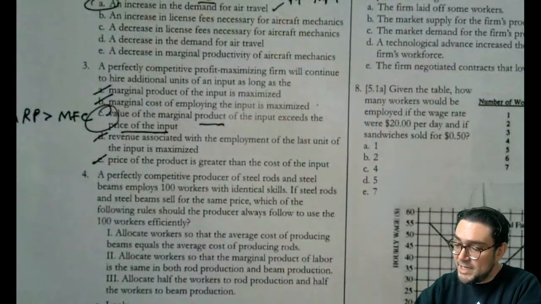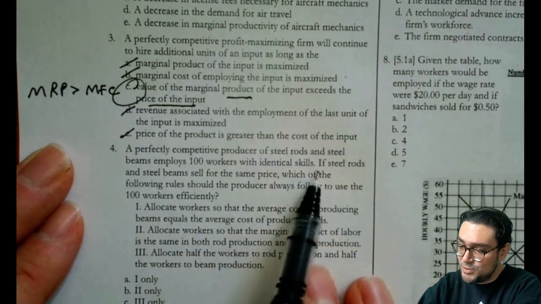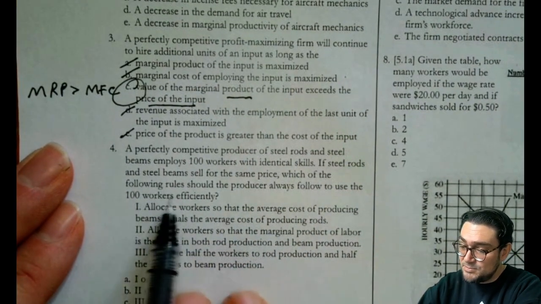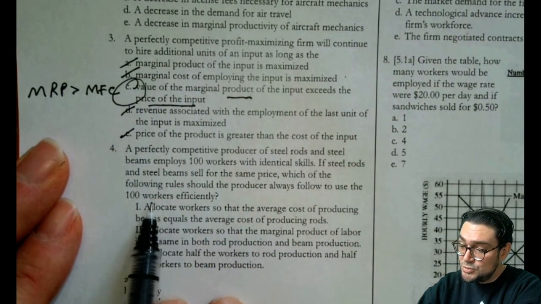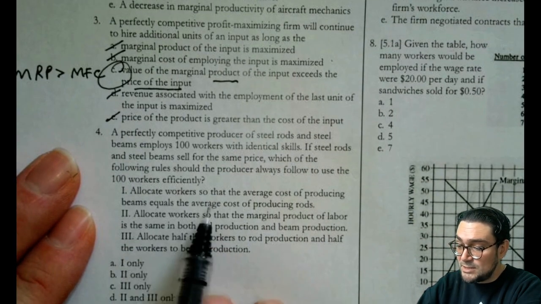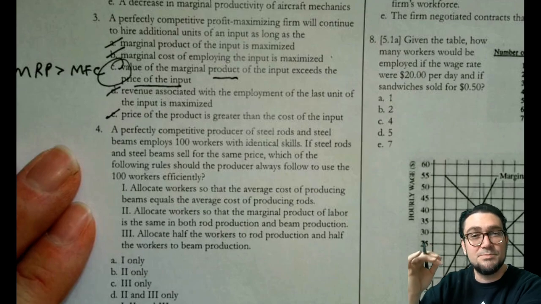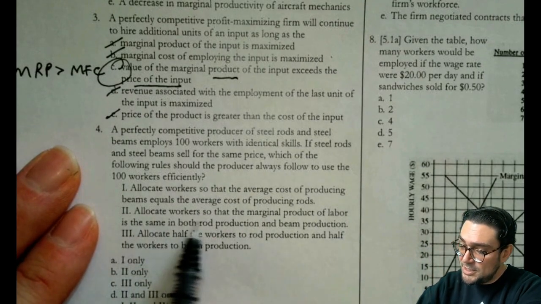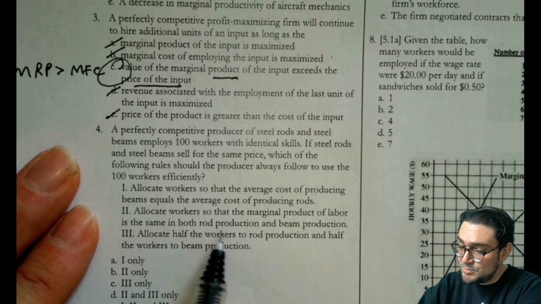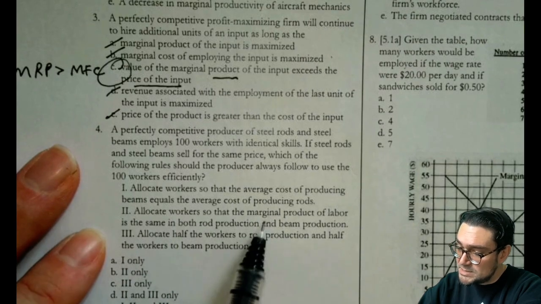All right. 4, a perfectly competitive producer of steel rods and steel beams employs 100 workers. If steel rods and beams sell for the same price, which of the following should it produce to use them efficiently? I should allocate them so the average cost of producing beams equals the average cost of producing rods. That would make sense because I'm looking for the cost minimizing combination. Allocate workers such that the marginal product of labor is the same in both rod production and beam production. That would make sense as well.